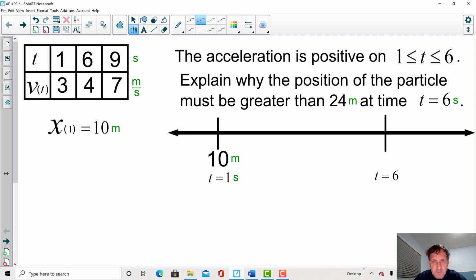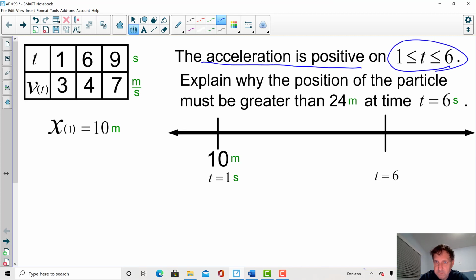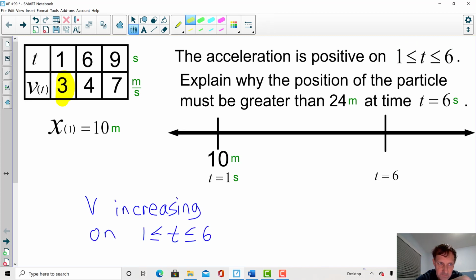Now it does say at the top that the acceleration is positive on the interval from 1 to 6, and then they want us to explain why the position of the particle must be greater than 24 meters at time t equals 6 seconds. Now the fact that it says that the acceleration is positive from 1 to 6, that means the velocity would be increasing on that interval. So we're really just looking at the interval from 1 to 6. So we can basically ignore the last point right here. We can just cross it off.